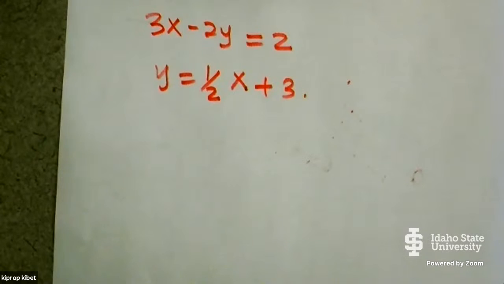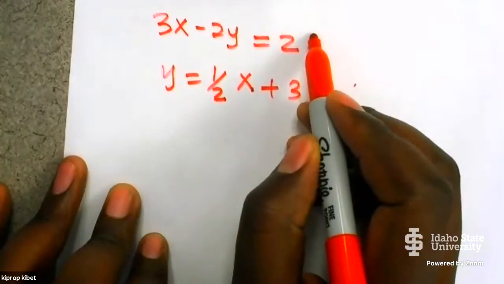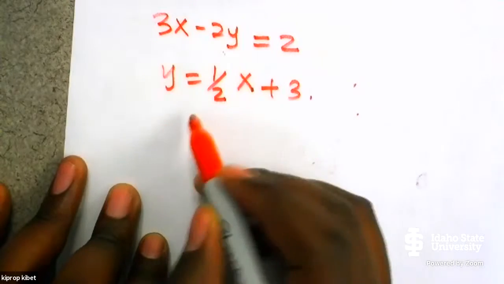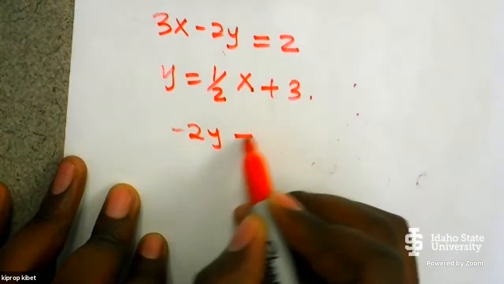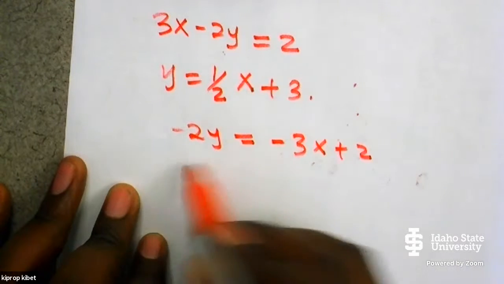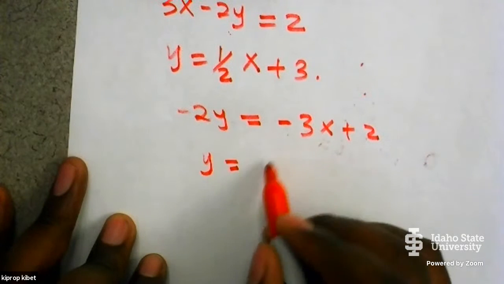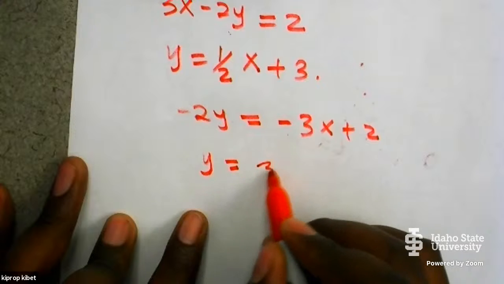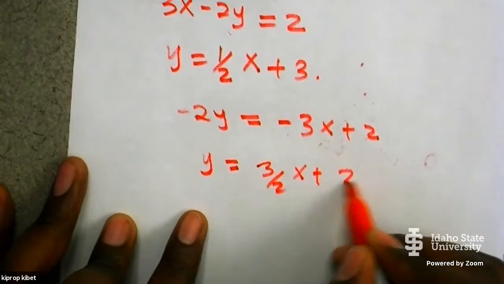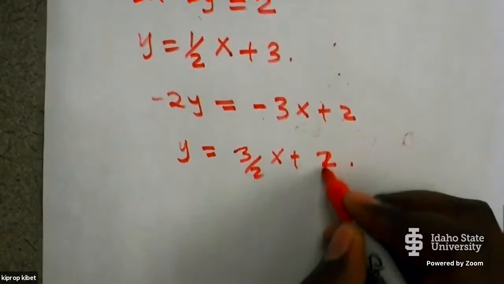Okay, so it says how many ordered pairs solve the system. Without solving this, you can take this one to the other side. Make y the subject, so you get minus 2y equals minus 3x plus 2. You divide everywhere by 2, so y equals 3/2x plus 1.